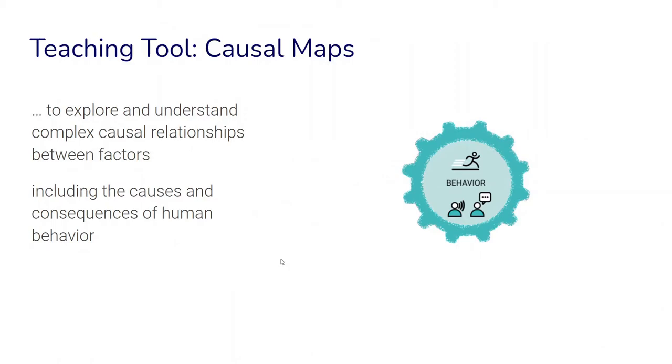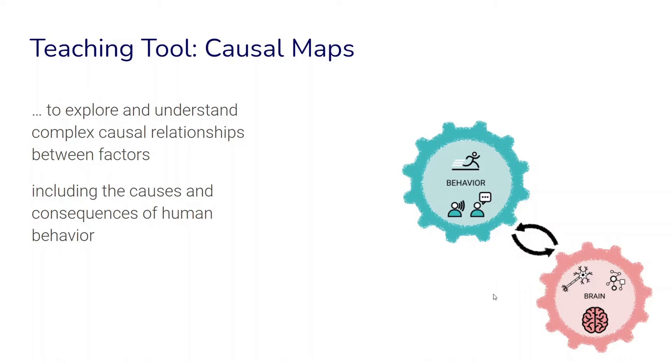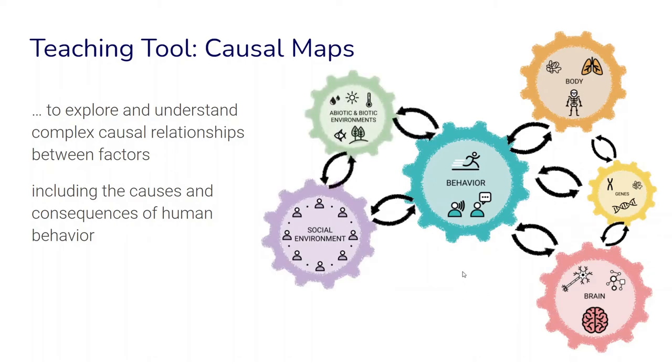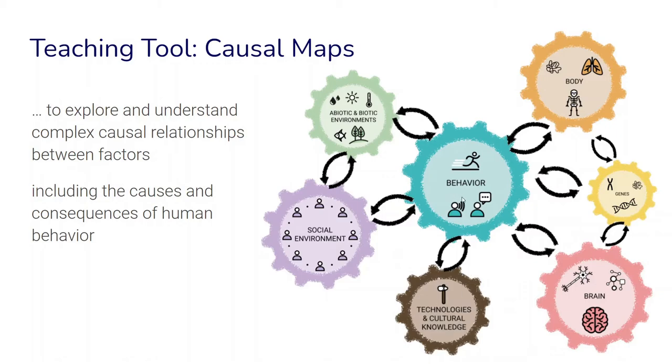And so this is to really help us understand the complexity of causes of behavior and other phenomena. We like to use this teaching tool, causal maps or causal diagrams, to help us explore and understand complex causal relationships between factors, including the causes and consequences of human behavior. So in any one context or situation, we can explore what's the role of the brain in behavior, or the body and genes, or the social environment, or other factors in the environment, also technologies, and how they interact with our behavior, and so on. Even though it's complex, it doesn't mean that we always have to have the full map in front of us. Depending on the context, we can choose to focus on a particular causal relationship that we try to understand.